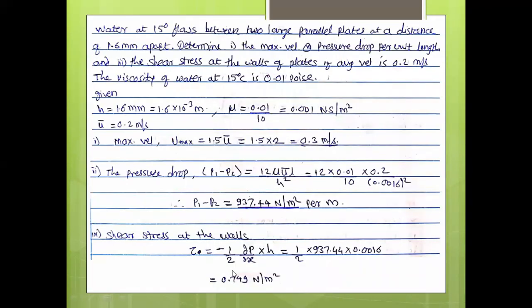The same equation we have to use here. Del P upon del x, that you have found here, you can put this value inside this equation, minus half into h. And in this way we can find the tau zero value.